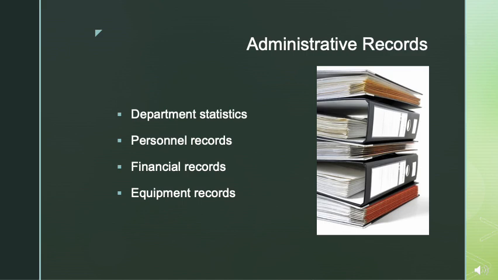These track income, expenses, and budgeting. They are important for maintaining financial sustainability. Fourth, equipment records. These monitor equipment use, maintenance, and condition. They help ensure that equipment is safe and functional. Together, these records support planning, management, and decision-making. They help ensure that services are delivered efficiently and resources are used effectively.